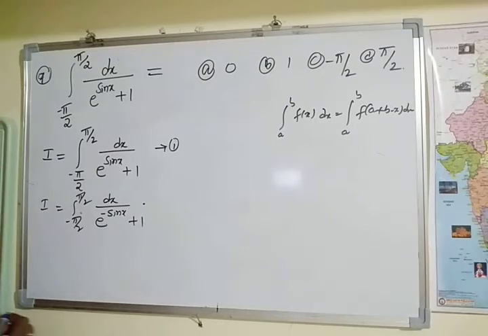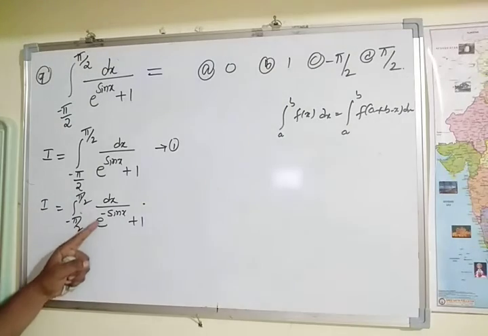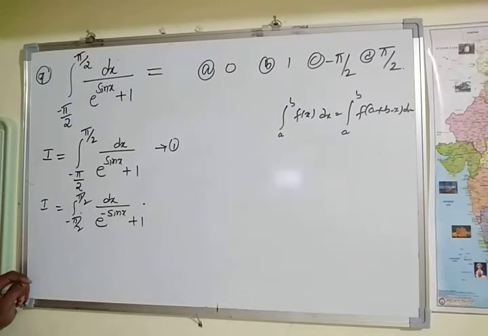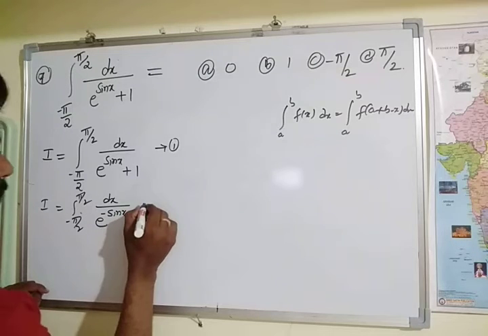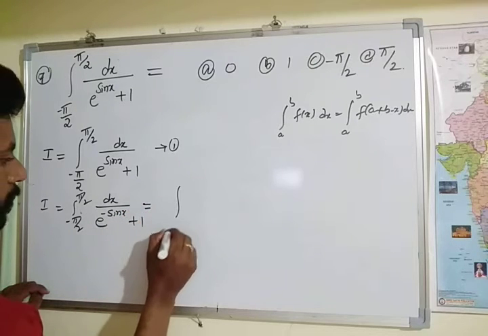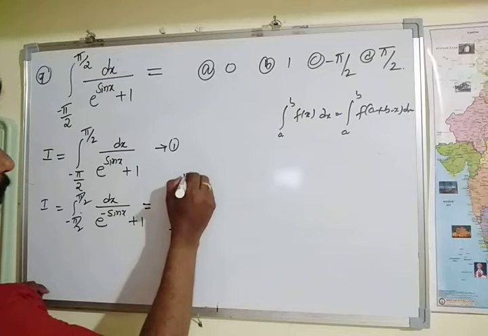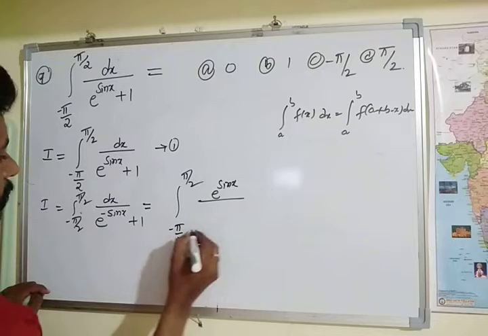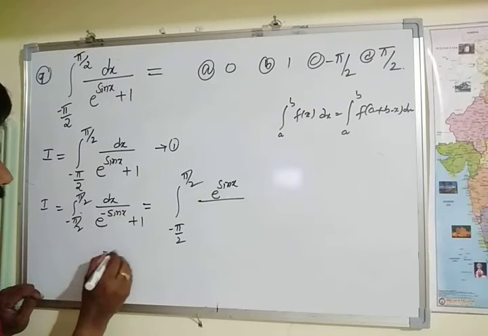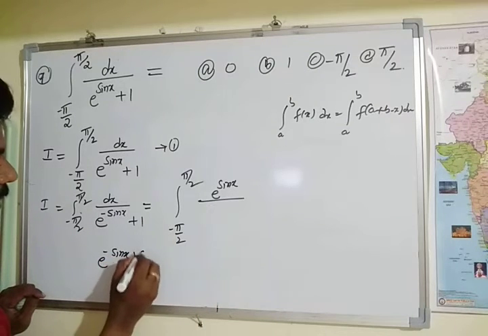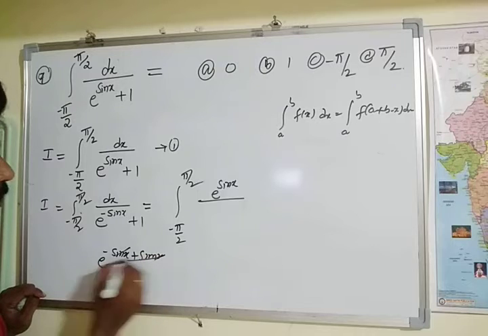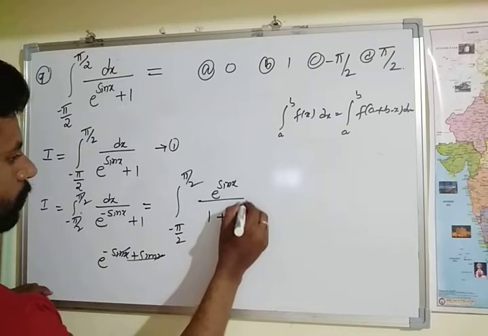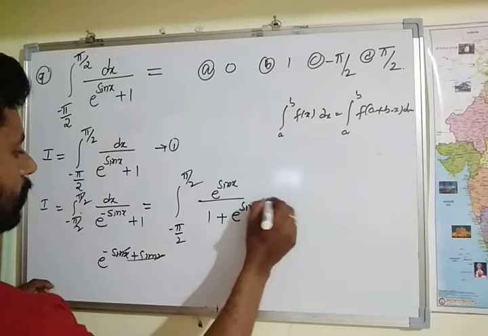Or suppose here we multiply and divide by e to the power sin x. This result can be written as integral of minus pi by 2 to pi by 2, e to the power sin x divided by e to the power sin x. Here plus sin x gets cancelled. e to the power 0 is 1, plus e to the power sin x. Here consider equation number 2.